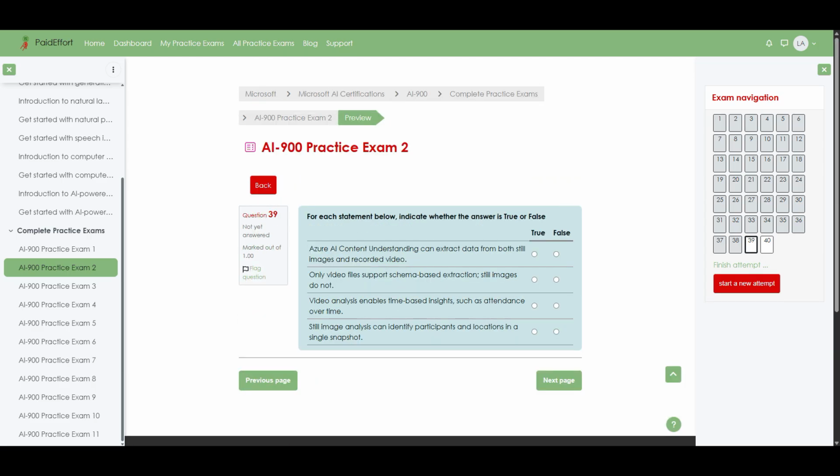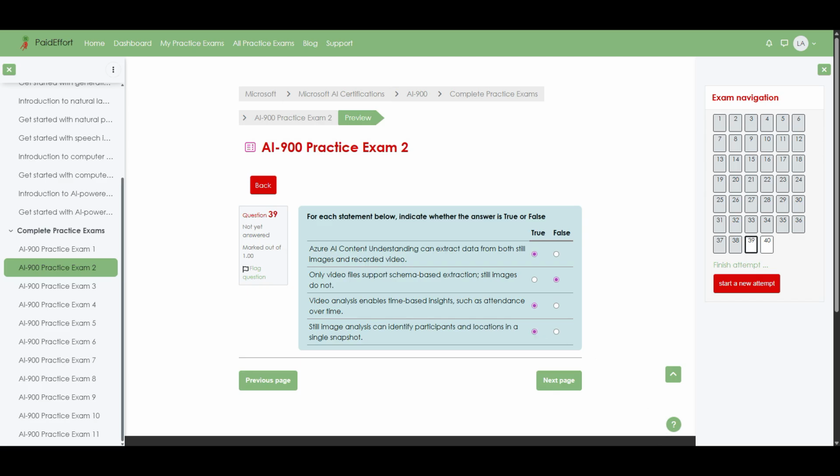For each statement below, indicate whether the answer is true or false. Azure AI Content Understanding can extract data from both still images and recorded video. True. Only video files support schema-based extraction. Still images do not. False. Video analysis enables time-based insights, such as attendance over time. True. Still image analysis can identify participants and locations in a single snapshot. True. Let's go through the explanation now.